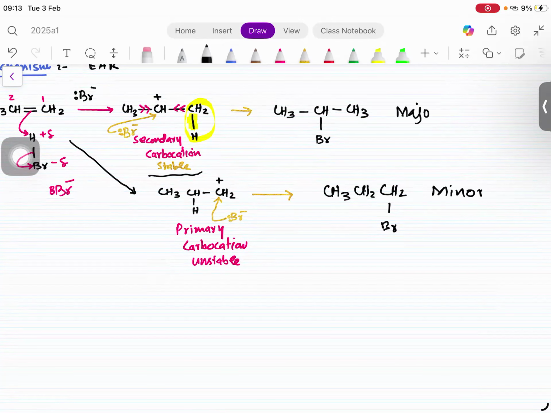So now I hope you got it. Why is that one major and this one minor? Because the carbocation intermediate from which the major product is formed is secondary, so it gives stability to the carbocation. That is the reason that product is in a greater amount as compared to this one.